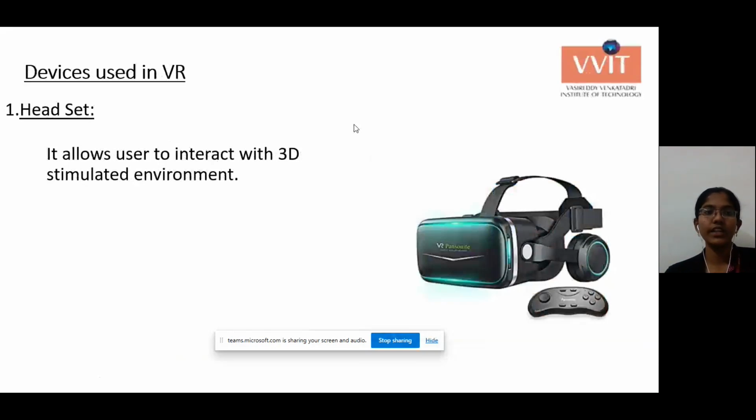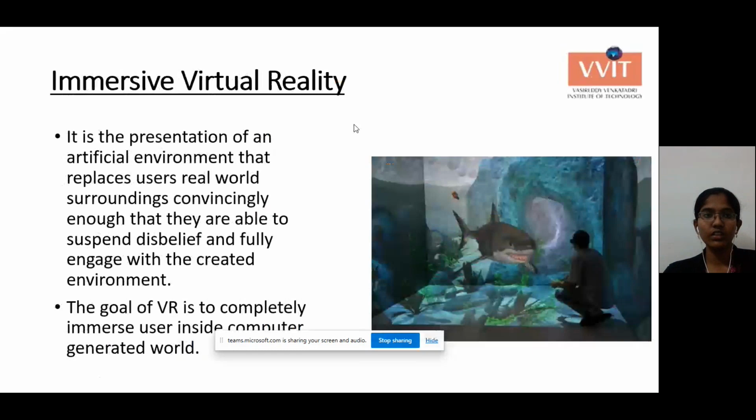Next, sensing glasses. They are used to allow the user to experience tactile sensation and make the user interact with the virtual environment. Previously, we have seen that in immersive virtual reality, the person wearing headsets is assuming that he is in the aquarium. So by using sensing glasses, he can sense that he is touching the fish, etc.